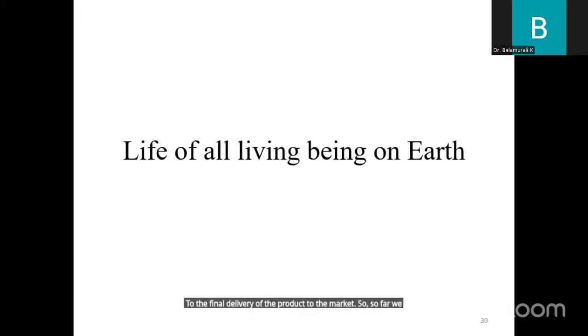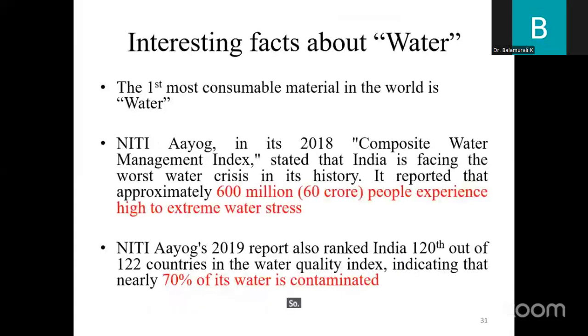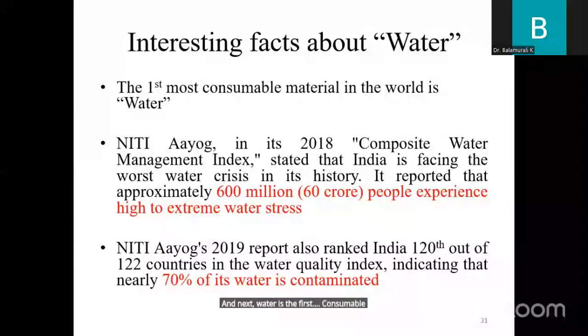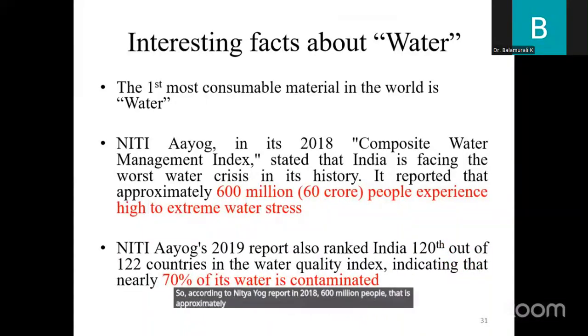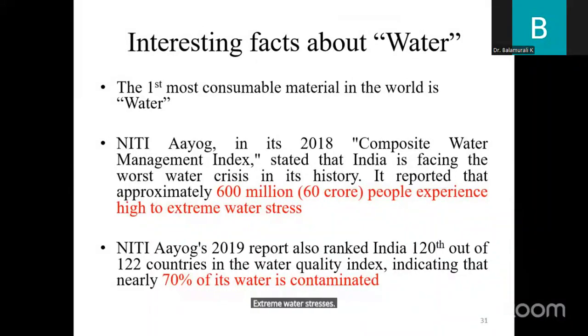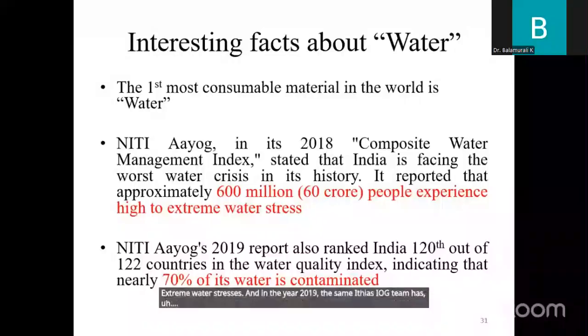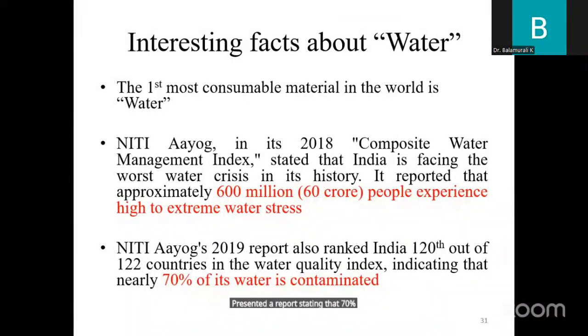So far we have seen about concrete and cement. Now we are moving towards water. So interesting fact about water: concrete is the second most consumed product in the world, and next, water is the first, the highest consumed material in the world. According to the Niti Aayog report in 2018, 600 million people, that is approximately 60 crore people, are experiencing high to extreme water stress. And in the year 2019, the same Niti Aayog team presented a report stating that 70% of the fresh water in India alone is being contaminated.